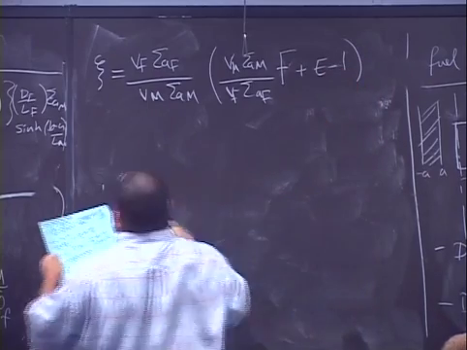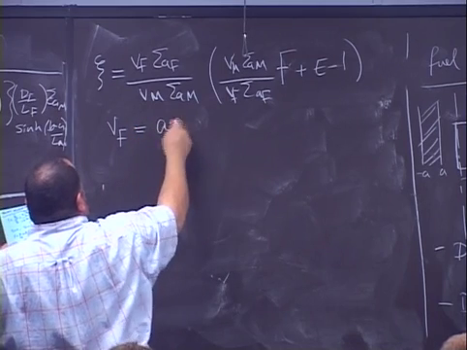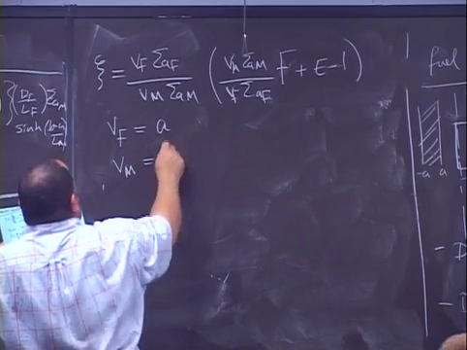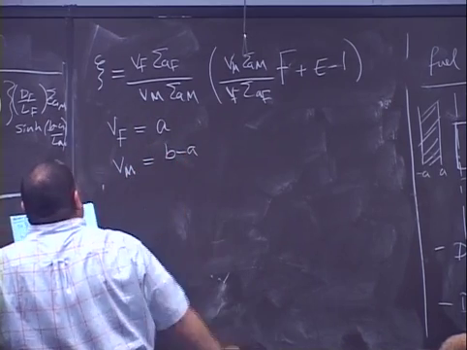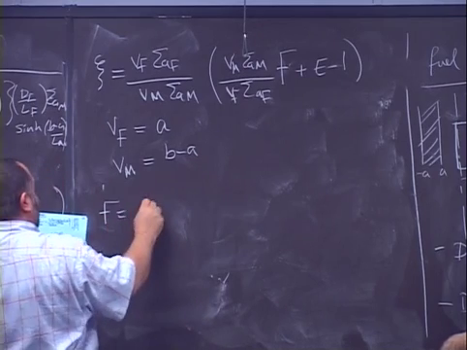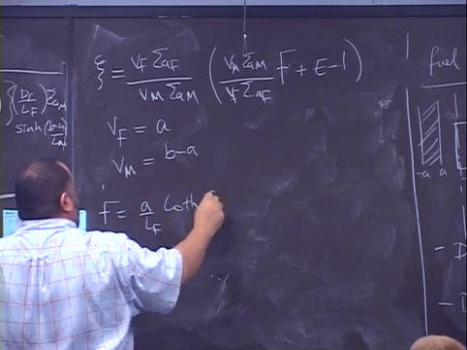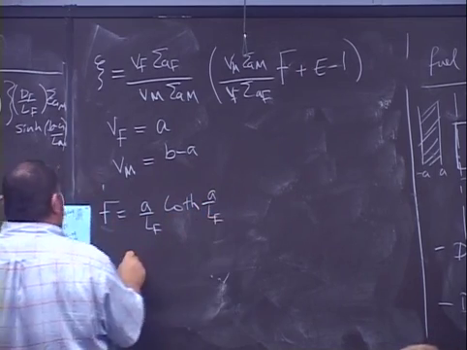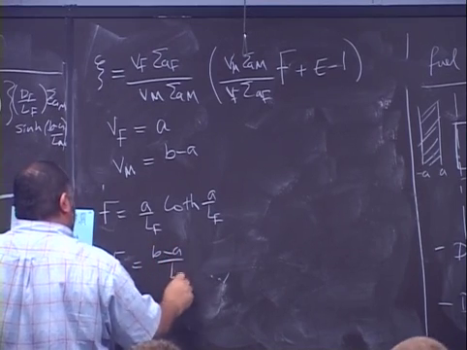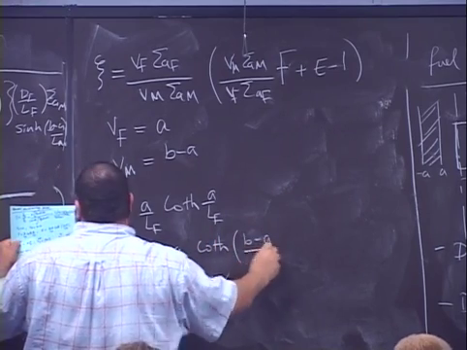Okay, so what's VF? The volume of the fuel is A multiplied by 1, which is A. What's the volume of the moderator? B minus A multiplied by 1, so B minus A, per unit area. And what's F? F is just A over LF multiplied by cotangent of A over LF. What's E? It is nothing more than B minus A over LM multiplied by cotangent of B minus A over LM.